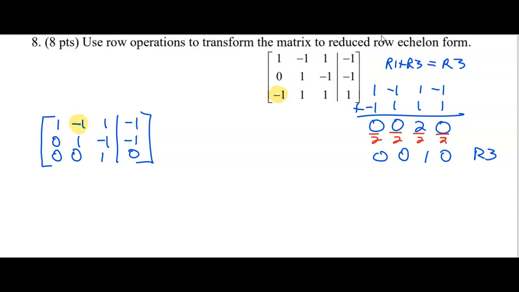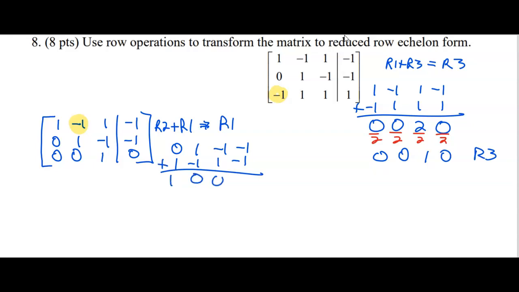Okay. Next up, our second row needs a leading 1, which we have, and its column needs to be cleaned up, so we need to make a 0 there. We can just do row 2 plus row 1, and that will make the 0 in the row 1 equals row 1. So row 2: 0, 1, negative 1, negative 1, and row 1: 1, negative 1, 1, negative 1. Adding these up, we get 1, 0, 0, negative 2.